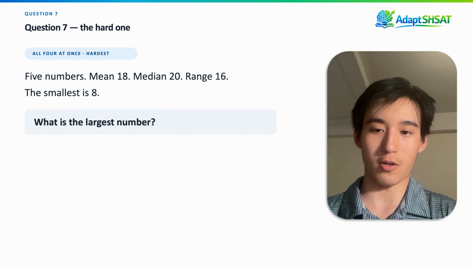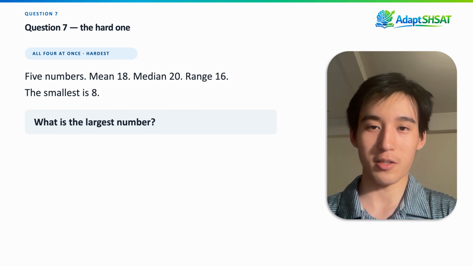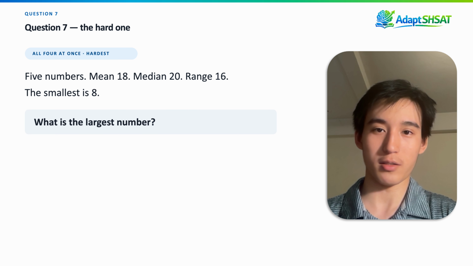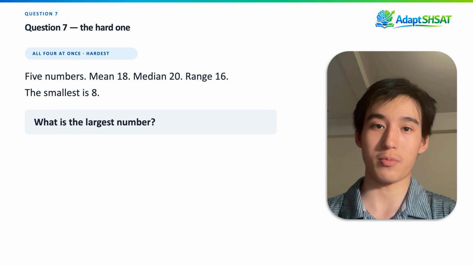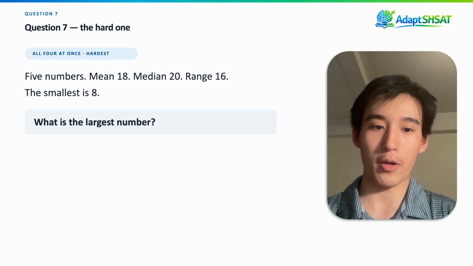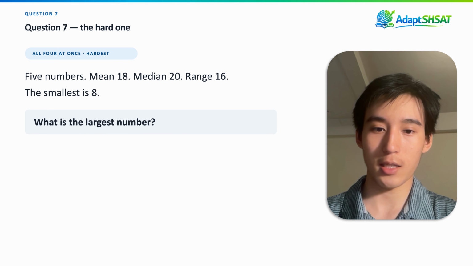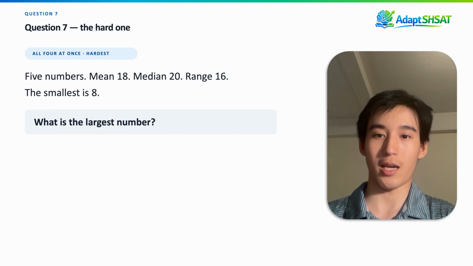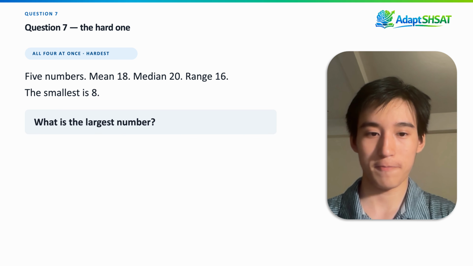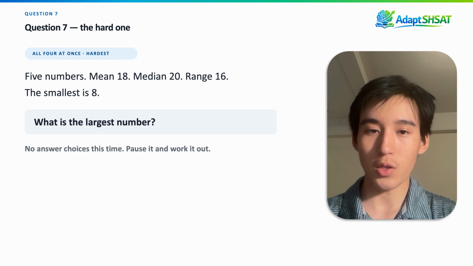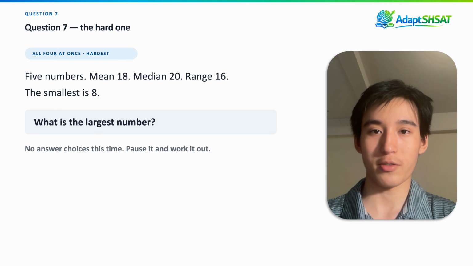So this is the hardest question of the video, and there are also no answer choices, so treat this like a free response, just a brain exercise. That's actually pretty difficult to figure out. Now we have 5 numbers. Their mean is 18, their median is 20, and their range is 16, and the smallest one is 8. We want to find the largest. There are no answer choices, so take your time. Really take your time on this. It's a really hard question, and it's fine if it takes 2 minutes or more.